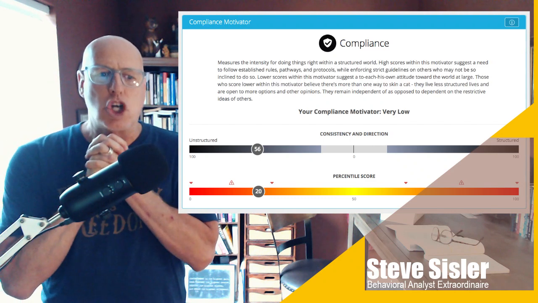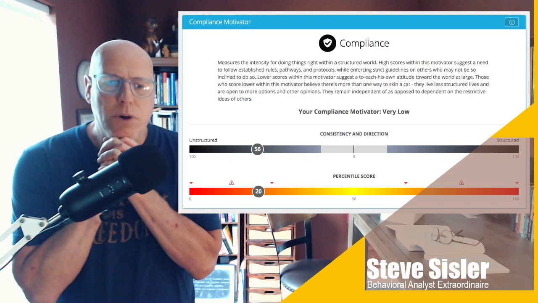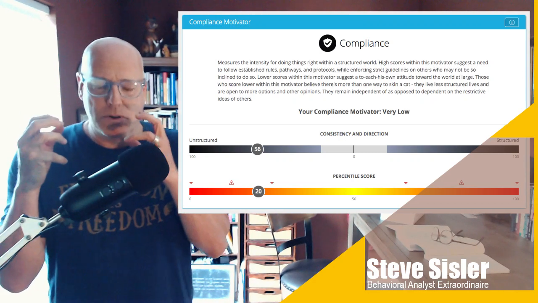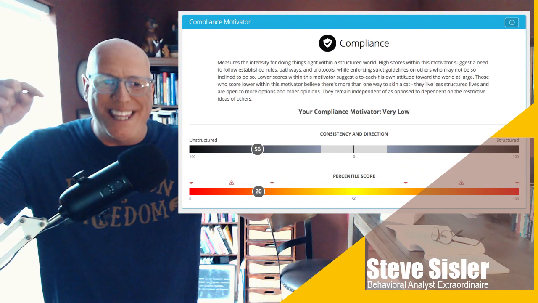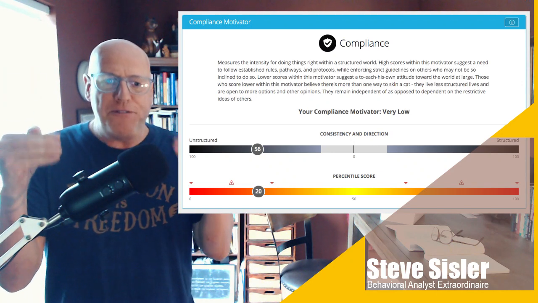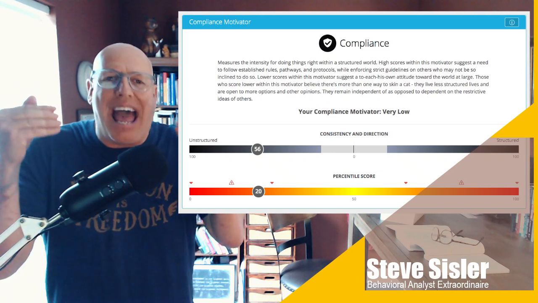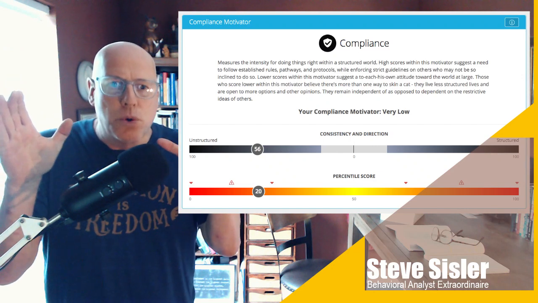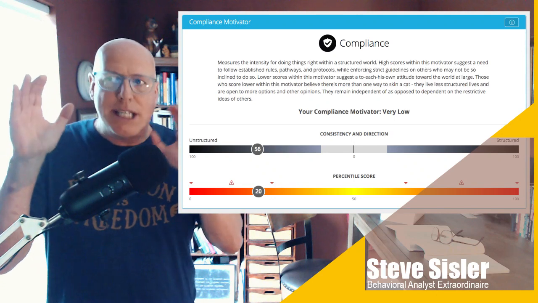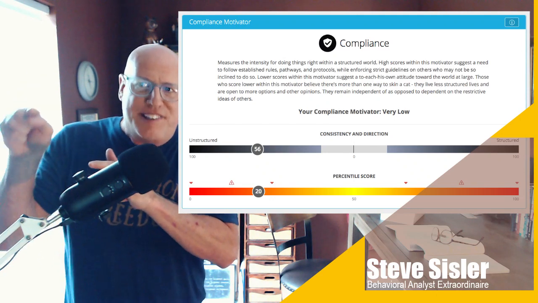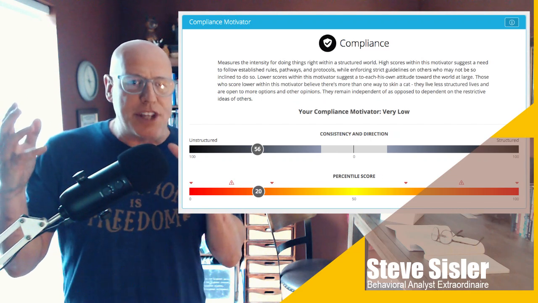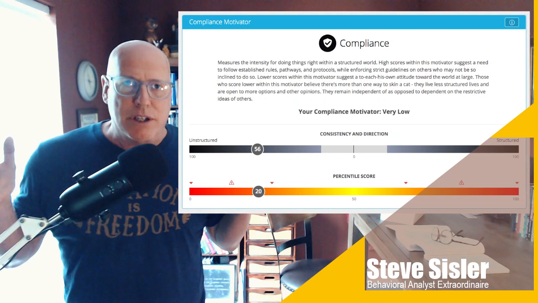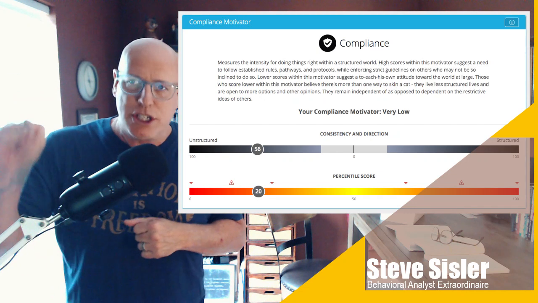Compliance. All right. Compliance. What is compliance? This is how we operate when we are faced with existing structure, when we're faced with established protocols, established rules, things in stone. In other words, don't touch that lever while the fan is spinning. It's an established rule. It's an established protocol. It's keeping you safe. And there are no other options. When that fan is turning, don't touch that lever.